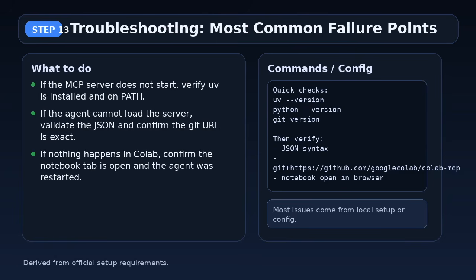Step 13. Troubleshooting. Most common failure points. If something does not work, start with the common failure points. First, confirm UV is installed and available in your terminal. Next, verify that the MCP JSON is valid and that the Git URL exactly matches the official repository. Finally, make sure the Colab notebook is still open in your browser and that the agent was restarted after.